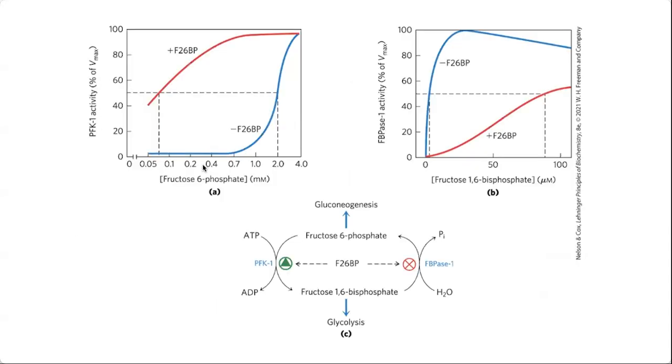PFK1 activity in the presence of F26BP is going to be higher, but the FBPase1 activity in the presence of F26BP is going to be lower. So we said if we have F26BP, we're going to stimulate PFK1, and inhibit FBPase1. So this way we don't have this futile cycle. We're regulating them both at the same time, and we're doing so in a way that's going to favor glycolysis. If we don't have F26BP, well, now basically things are going to be the opposite. We're going to be favoring gluconeogenesis.